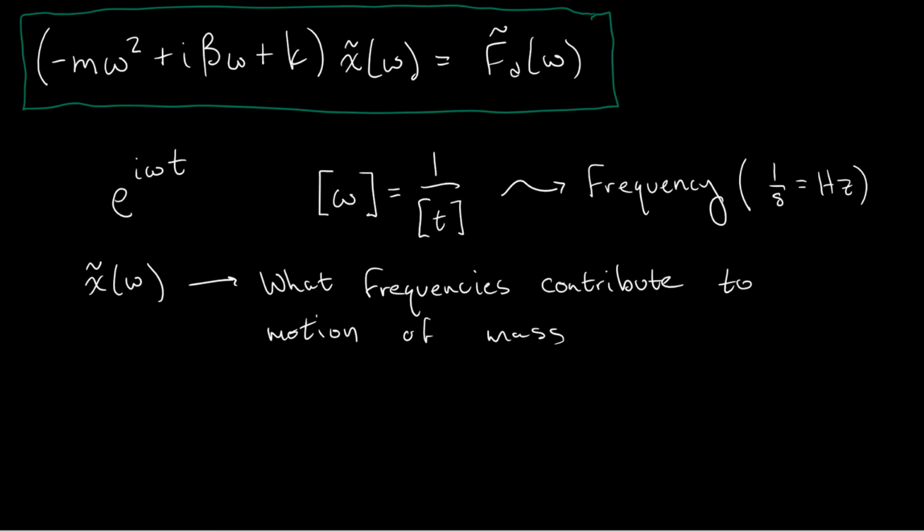But just to show you a more explicit case, let's think of the case that we're very familiar with by now, where we don't have any damping and we don't have a driving force. So we're going to set beta equals 0 and f sub d equals 0. We have no driving force, no damping, just a regular harmonic oscillator.